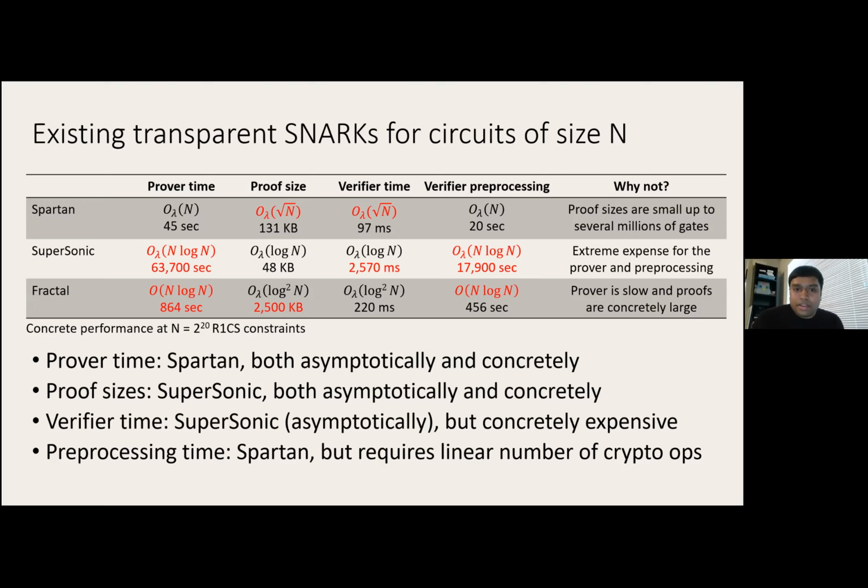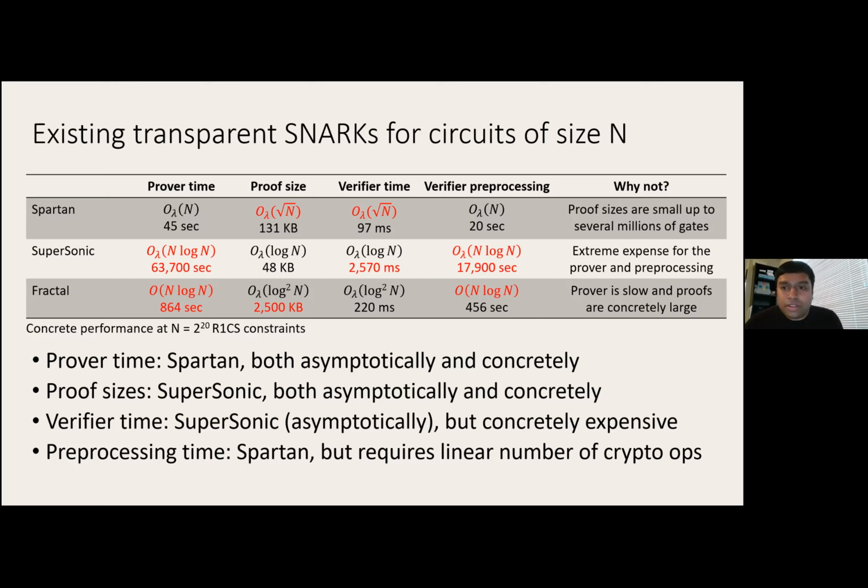So in general, there is a trade-off between whether somebody wants to optimize for the prover time or they want to optimize for the proof sizes or verifier time. And the concrete performance that I've depicted here is for the case where there are a million R1CS constraints.